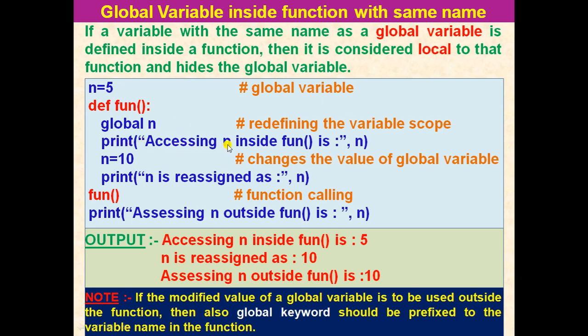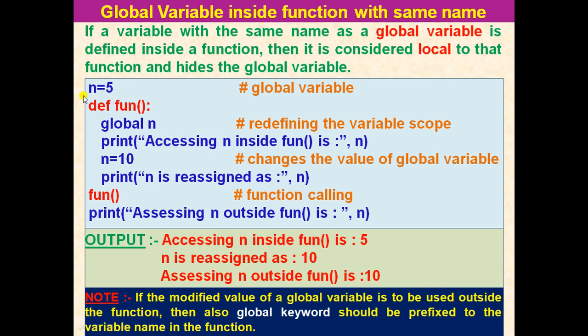Now when you are accessing n inside the function, here we have the authority to change the value of n. If n is 5, then we would be able to change the value of n to 10. If here n is assigned the value of 10, now print n gives the reassigned n. This is the function definition part, and here n is globally reassigned. Then what happens?